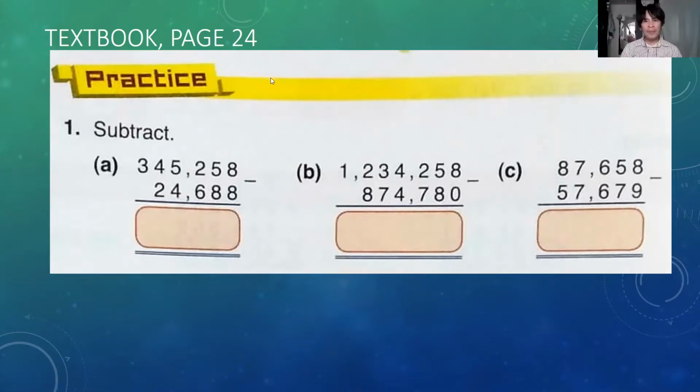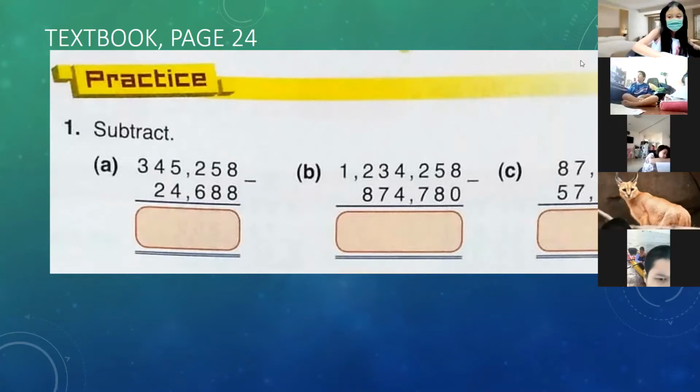Can't you see on the screen? Do page 24. Do letters A, B, C to E. If you are fast, you can go ahead. Okay, I'm watching you.